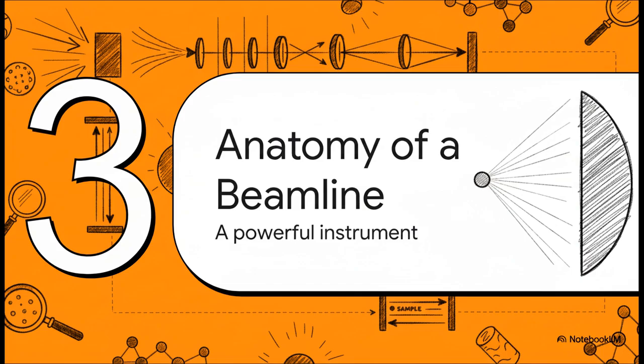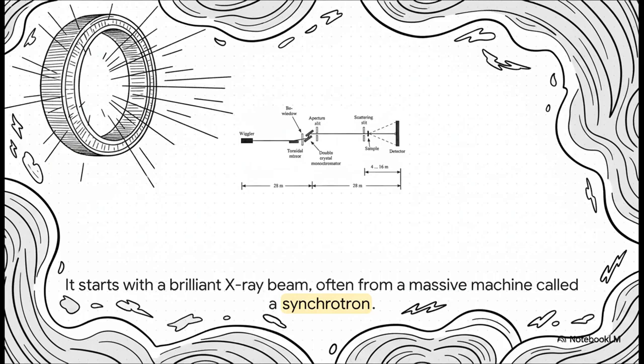Okay, so we know what it is, but how does this thing actually work? Let's take a quick, simplified tour of a SAXS beamline. And trust me, these are some seriously powerful instruments. It all starts with the light source, but you need an unbelievably intense and focused beam of X-rays. This usually comes from a massive machine called a synchrotron, which basically whips particles up to nearly the speed of light just to create these super brilliant X-ray beams.